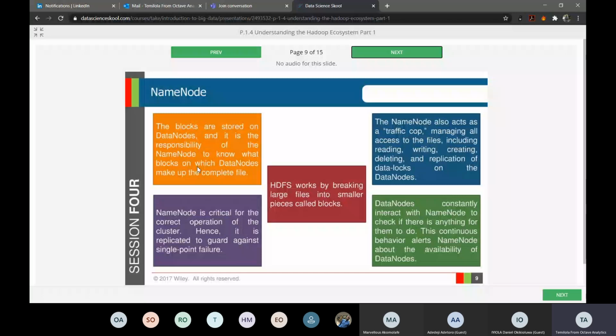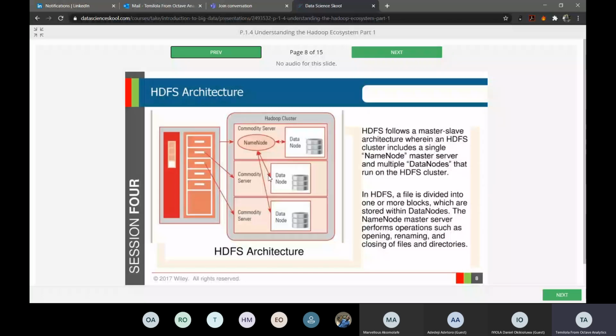So, let's say I have data concerning different cities in Nigeria. If on this first commodity server I store all the cities in the southwest region, then on this second server I store all the cities in the northeast, like that. It is the duty of the name node to know where each file, or each different data block I've saved, is stored on the different data nodes. So it is the responsibility of the name node to keep track of information like that.